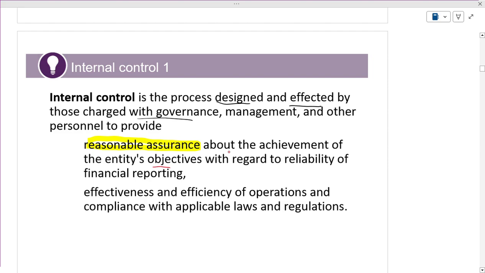What is the assurance we are giving? We are giving an assurance that the financial reporting is reliable. We are giving an assurance about the achievement of the entity's objectives with regard to the reliability of financial reporting. Definitely, when you are putting internal controls, the reliability will increase. And effectiveness and efficiency of operations.